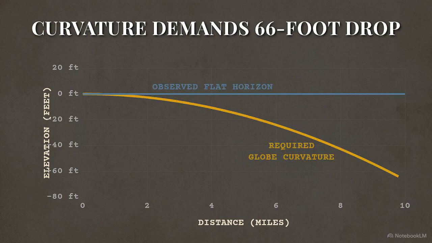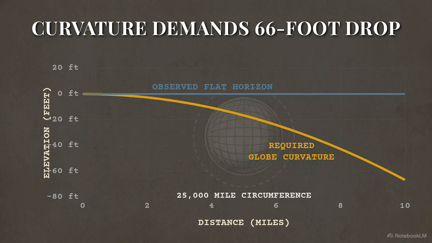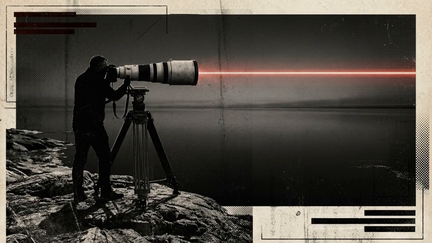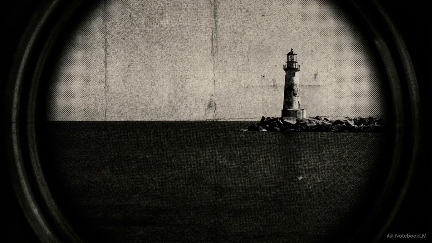To maintain a sphere of roughly 25,000 miles in circumference, the surface must drop 8 inches per mile squared. At a distance of 10 miles, the landscape should decline by 66 feet. Yet when we fire lasers or use long-range optics across calm bodies of water, objects remain entirely visible down to their bases. The geometric drop simply isn't there.